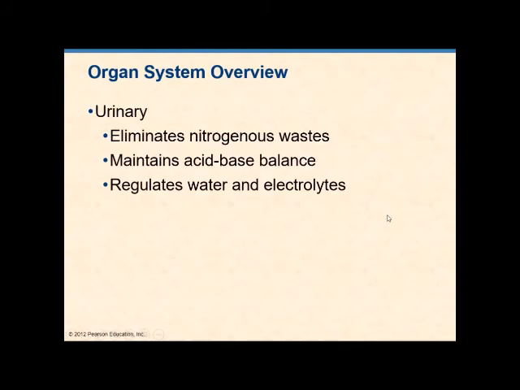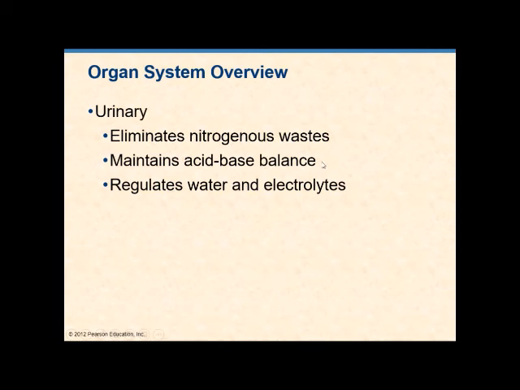The urinary system does a lot. It maintains the water level. In fact, the amount of water that's in our body has more to do with how much we pee than how much we drink. It controls electrolytes. So if you've got too much salt in your diet, you're going to be peeing out more salt. It maintains acid-base balance.